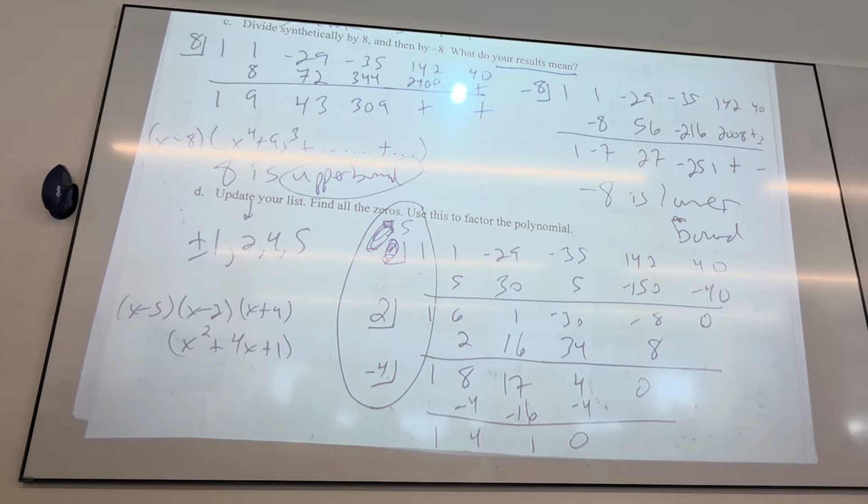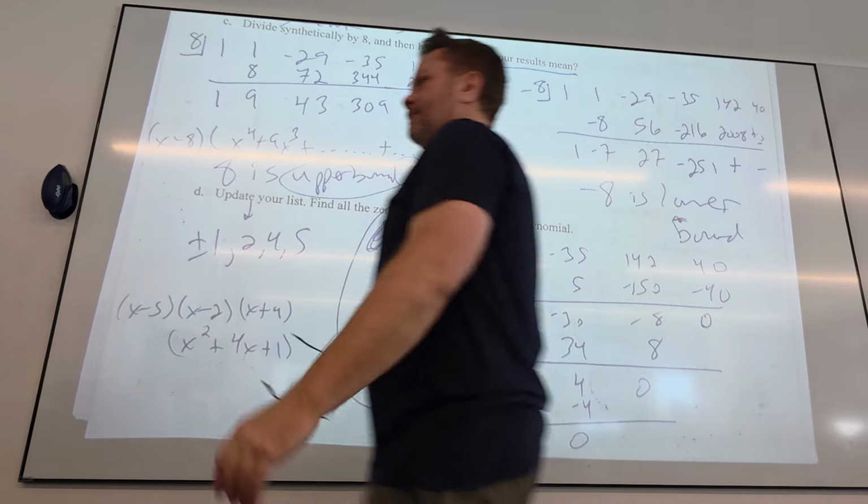So can anyone find the last 2 zeros, please? In fact, let me see how I do this. Everybody find the last 2 zeros, please. There's 2 more zeros to find. We got 3, and I know there's 5.